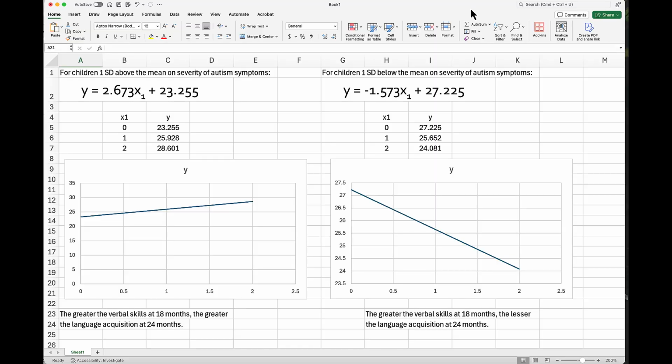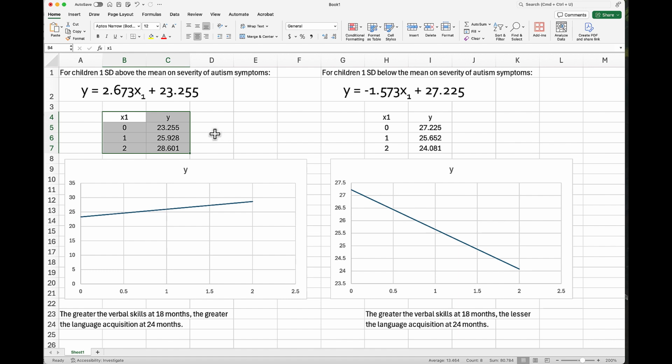Okay, so here's what it looks like in Excel. You've got on the left the children 1 standard deviation above the mean on severity of autism symptoms. And then on the right you have the children below the mean by 1 standard deviation. And you can contrast these two graphs. So the way I set this up in Excel is I set up this little sample data set. I just chose x1 = 0, x1 = 1, and x1 = 2, and then I just plug those into the equation. This is just to allow us to get a straight line out of it.